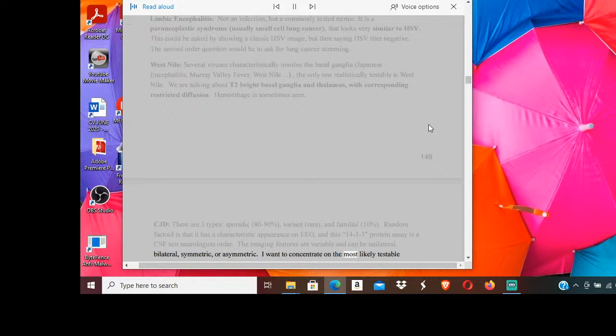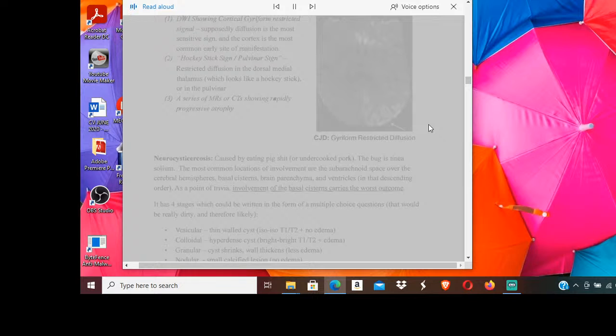I want to concentrate on the most likely testable appearances, of which I think there are 3. 1. DWI showing cortical gyriform restricted signal, supposedly the most sensitive sign, and the cortex is the most common early site of manifestation. 2. Hockey stick sign or pulvinar sign, restricted diffusion in the dorsal medial thalamus, which looks like a hockey stick, or in the pulvinar. 3. A series of MRs or CTs showing rapidly progressive atrophy. CJD, gyriform restricted diffusion. Neurocysticercosis, caused by eating pig feces, or undercooked pork.